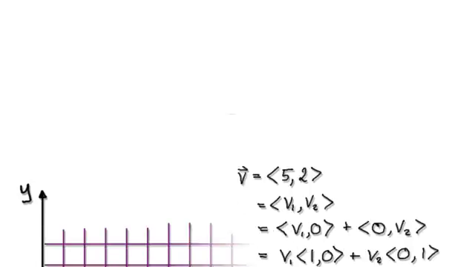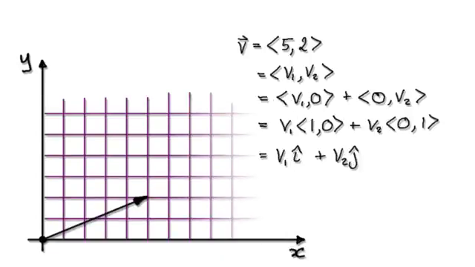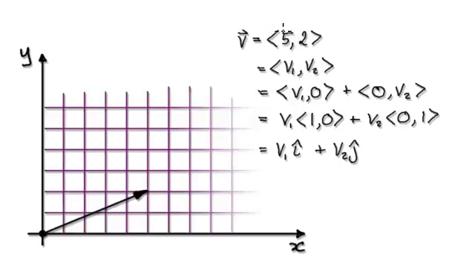In this video, we're going to look at standard unit vectors. It's just another way of expressing vectors. So let's say we've got a vector 5 across, 2 up. So that's 5 across and then 2 up. But in fact, let me just call it V1 across, and V2 up.